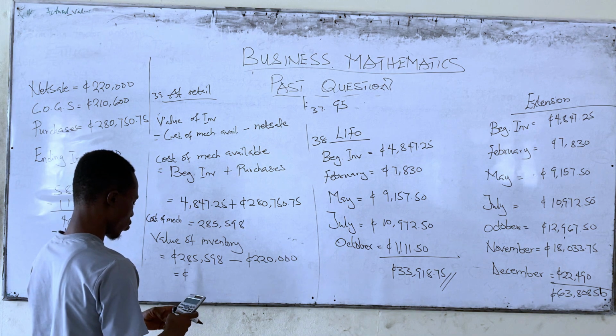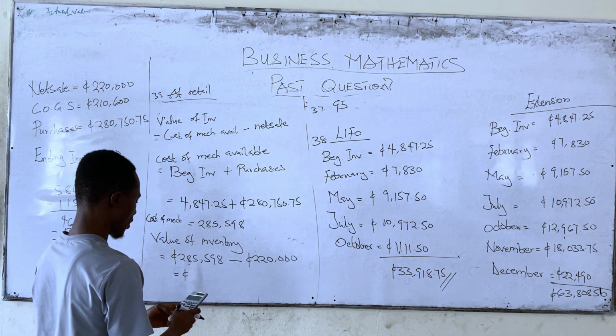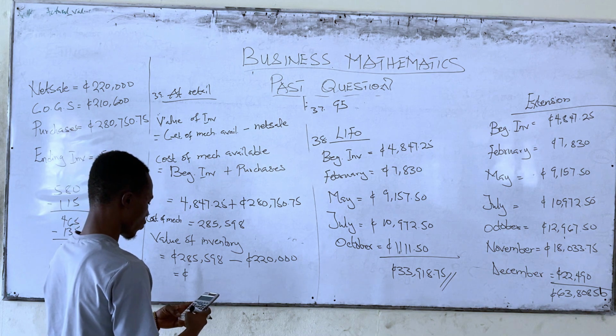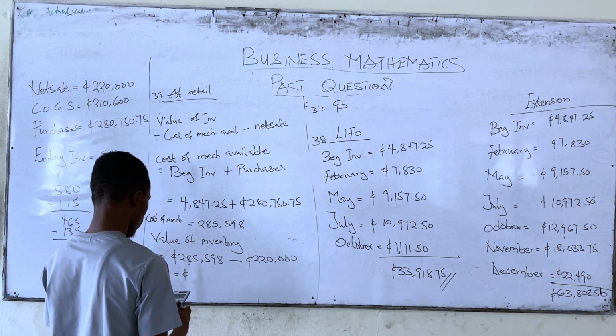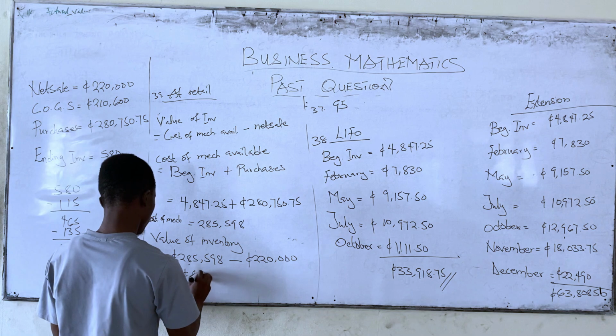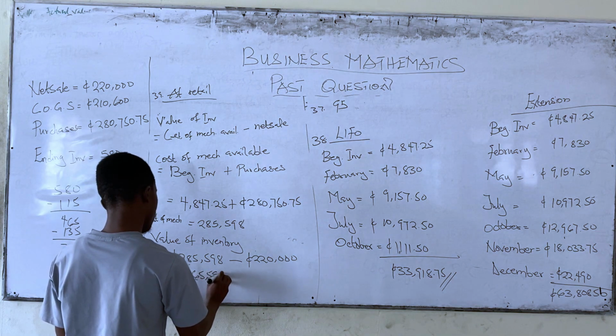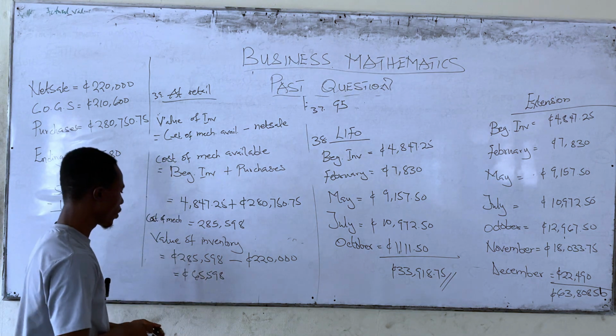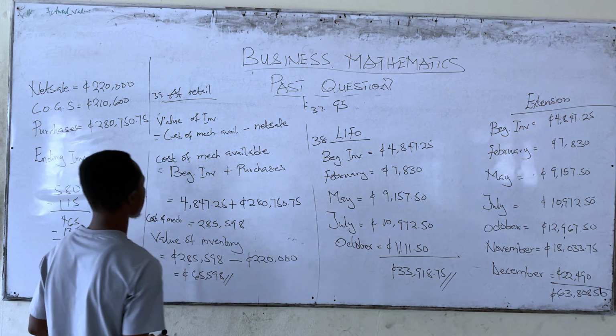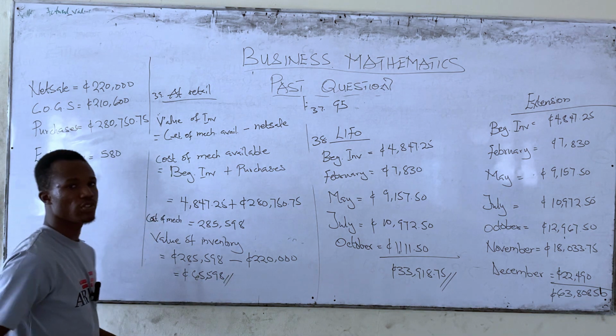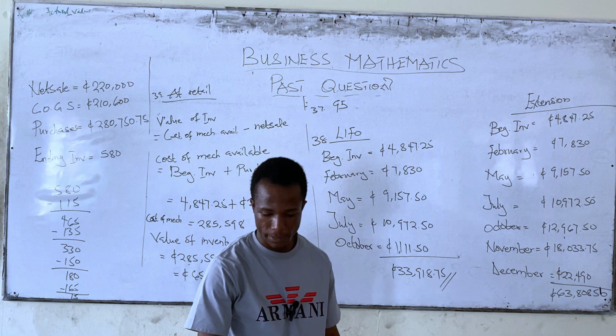Let me just do 285,598 minus 220,000. 65,598. Okay, so this becomes your answer for the value of inventory at retail. I hope that is clear.